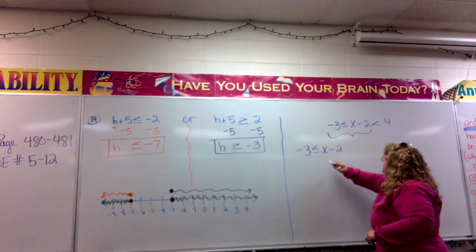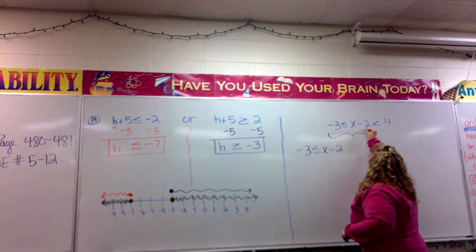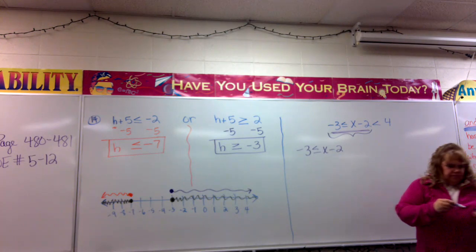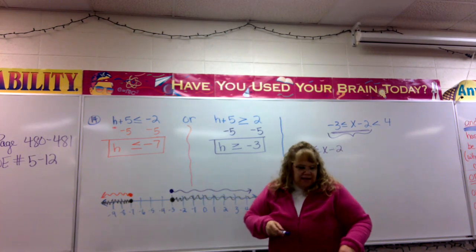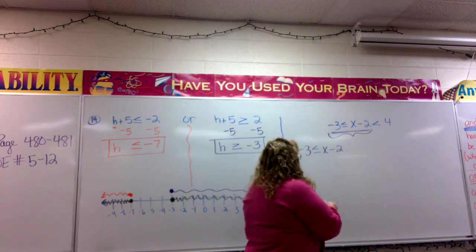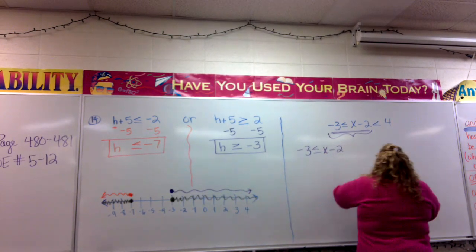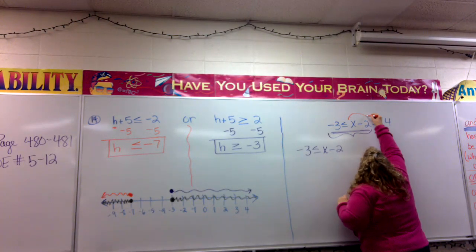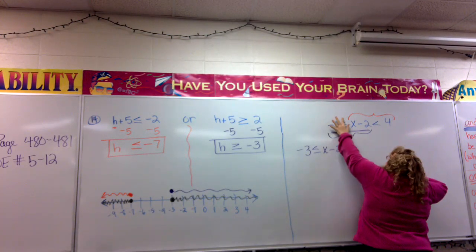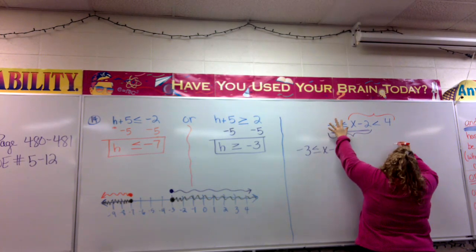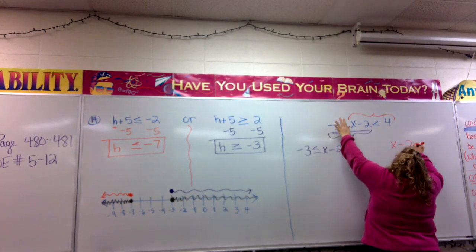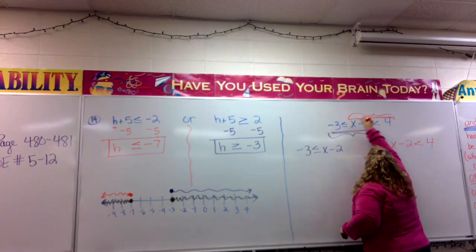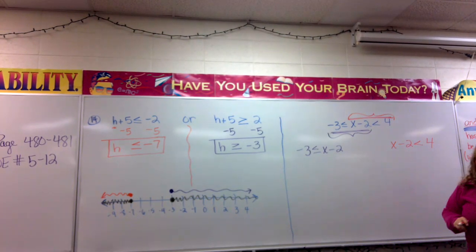-3 less than or equal to x minus 2. Here it is, right here. See it? Then the other inequality, now we're going to cover up the other side, and the rest of this is our second inequality. Cover it up. I've got an x minus 2 less than 4. So all of this stuff is my second.